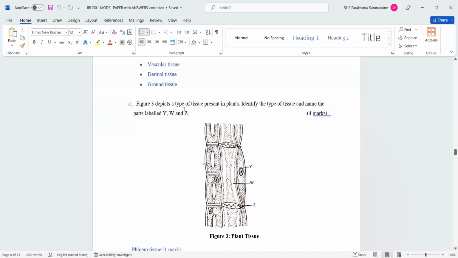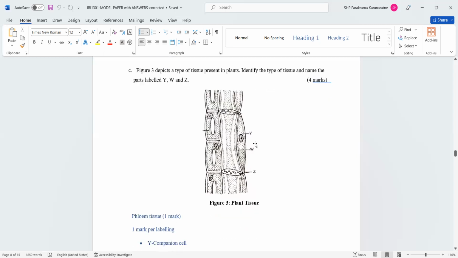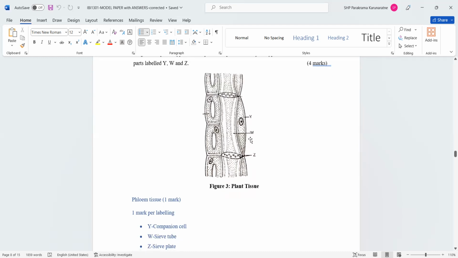So figure 3 depicts a type of tissue present in plants. Identify the type of tissue and name the parts labeled Y, W, and Z. Right, so you can see that this is a phloem tissue. For labeling, you can give one mark. Y is the companion cell, W is the sieve tube, Z is the sieve plate. I have clearly given these diagrams when I was doing the lecture.